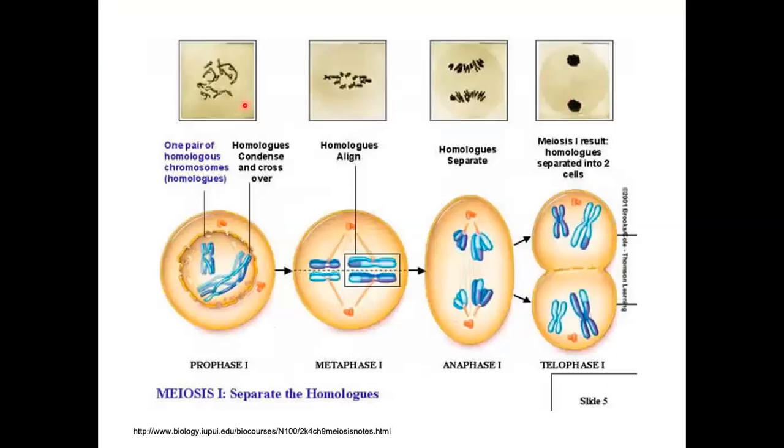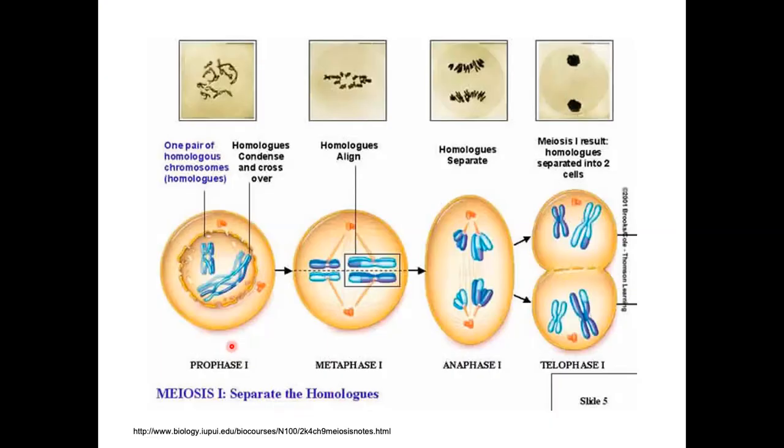All right, so here is what it looks like. I'm not going to ask you this in lab. I want you to know it for lecture, though, like what happens at what stage, but you don't have to identify it through the microscope in lab. Okay, so meiosis 1 is separating the homologs.